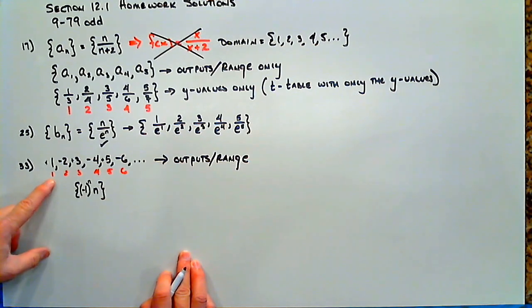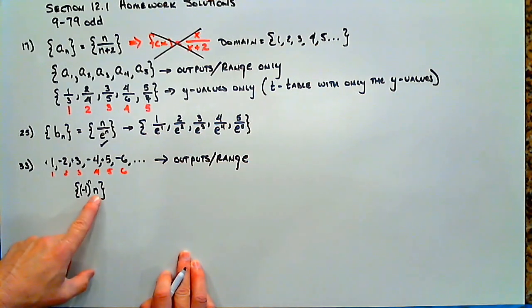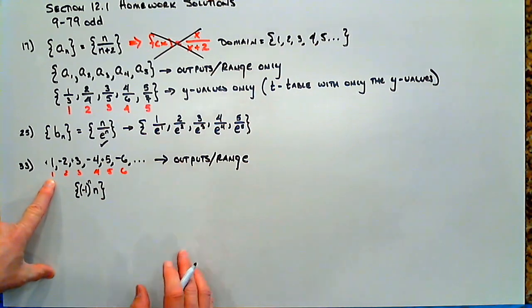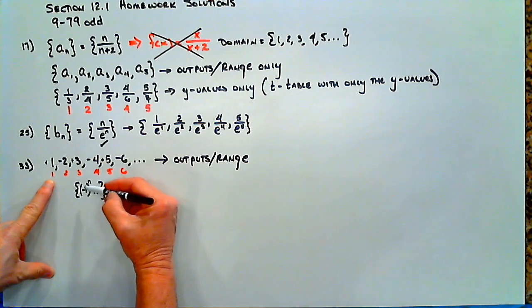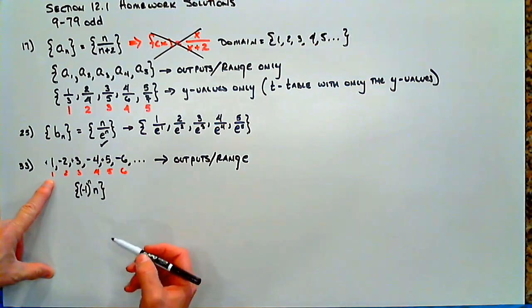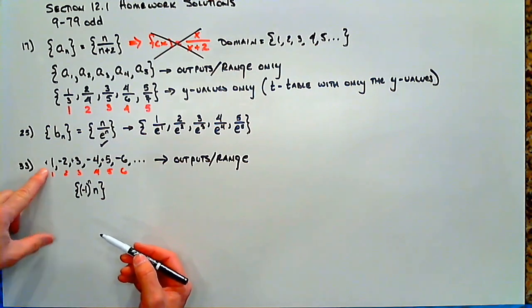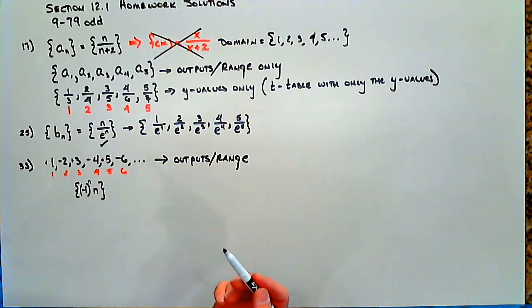What happens when I plug in a 1? Right here I get a 1. Okay, that looks good. What's -1, however, to the first? Because remember, this is my input. This is n. What do I get when I put a 1 up here? Well, I get -1 to the first. -1 to the first is negative, but I want a positive. Let's try 2. Maybe it's going to get better.